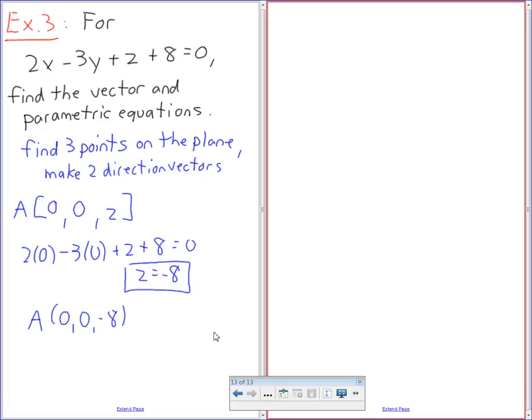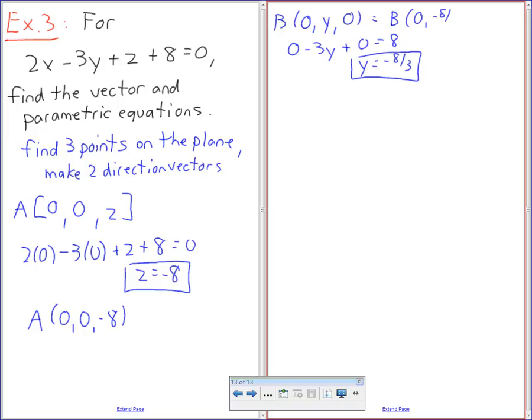You can pick whatever points you want. I'm going to choose, for simplicity, and because I'm boring, 0, y, and 1. Let's do 0. Then you're going to get a fraction. That's fine. So we're going to have 0 minus 3y plus 0 equals 8. y equals negative 8 over 3. So point B is going to be 0, negative 8 over 3, comma 0.